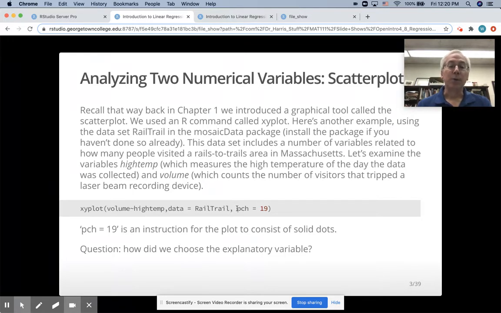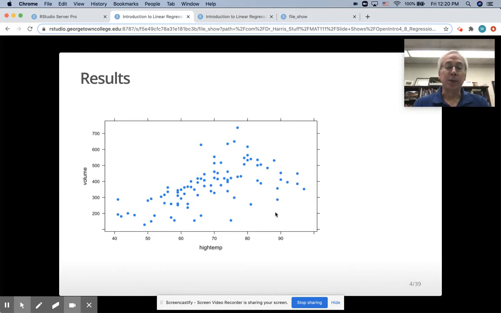And just one other note, I'm going to add PCH equals 19 as an option to the xyplot. What that does is it makes our plot points closed circles rather than open circles. And so here is the result when we use PCH equals 19. And again, explanatory variable goes on the horizontal axis, response variable goes on the vertical axis. So what do we see? Well, I'm hoping that we see a slight upward trend, somewhat of an upward trend as we read left to right. So in general, apparently as temperature goes up, traffic on the Rails to Trails goes up as well.